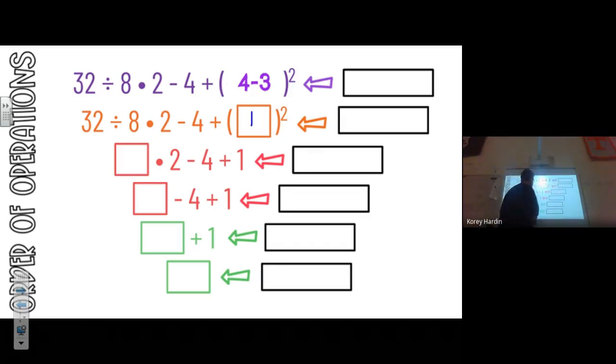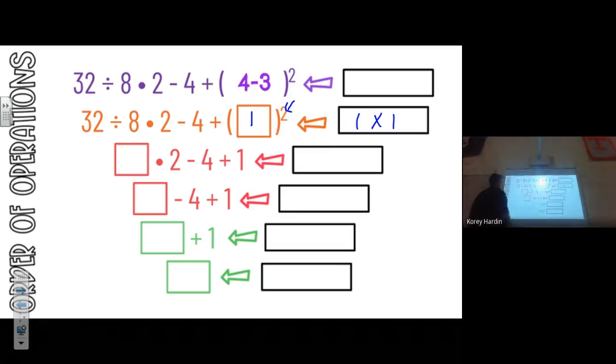So now I have a 1 in parentheses, but my next step is exponents. Okay, so I've got one exponent right here. What I can do with that is multiply 1 times 1. 1 times 1, of course, is 1. So that just means it stays a 1.